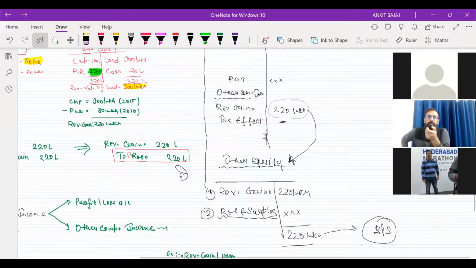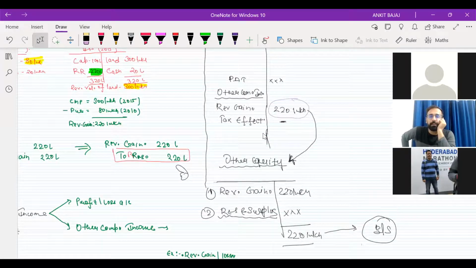First, we have shown this particular amount in profit and loss account. Directly, we are not showing it in profit and loss account; we are showing it in other comprehensive income. But other comprehensive income is making a part of profit and loss account, right? So first, we have shown this amount in profit and loss account, and after that, we are transferring this amount to the balance sheet, right?